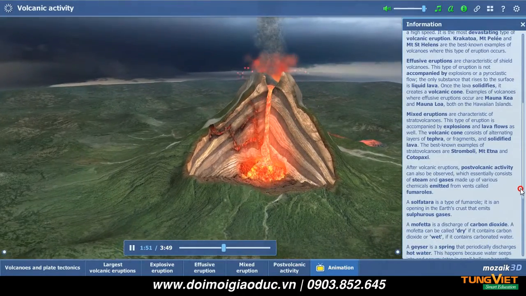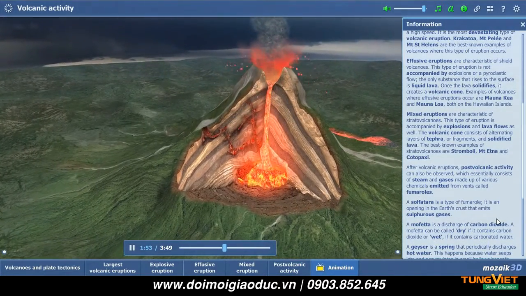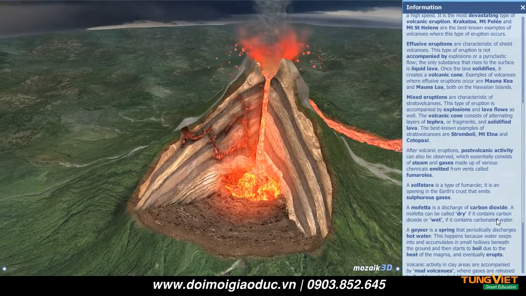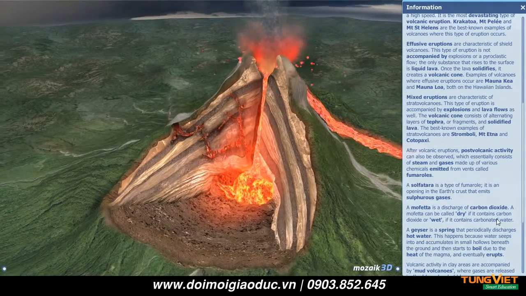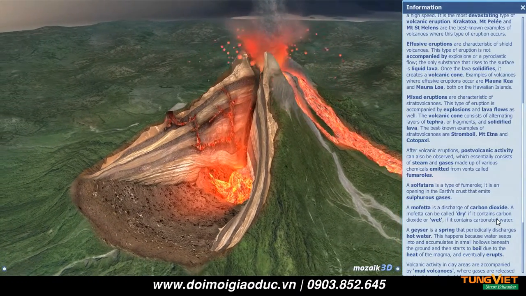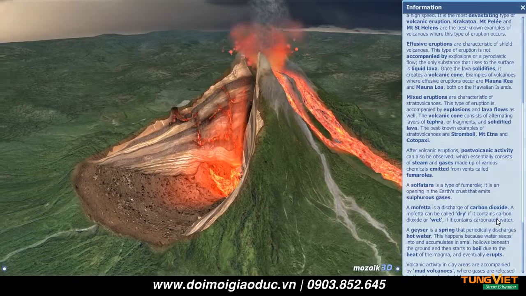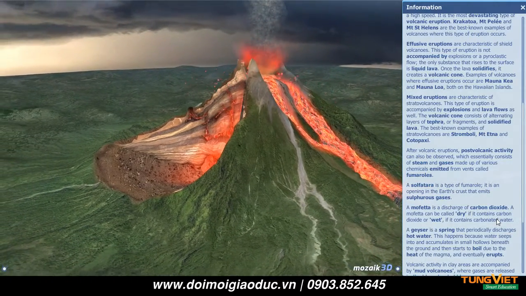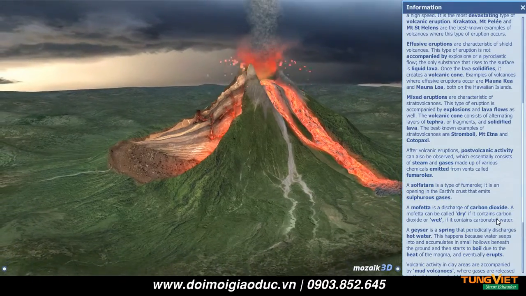Mixed eruptions are characteristic of stratovolcanoes. This type of eruption is accompanied by explosions and lava flows as well. The volcanic cone consists of alternating layers of tephra, or fragments, and solidified lava. The best known examples of stratovolcanoes are Stromboli, Mount Etna, and Cotopaxi.